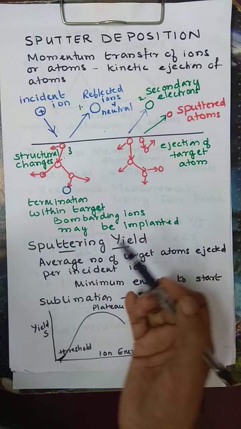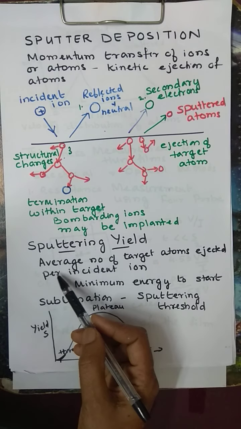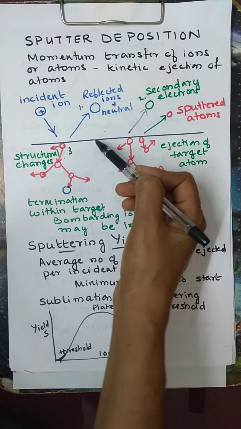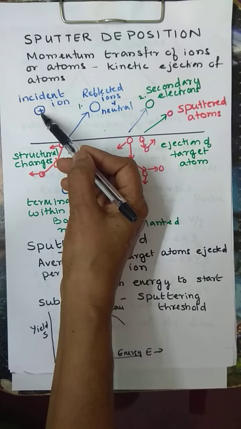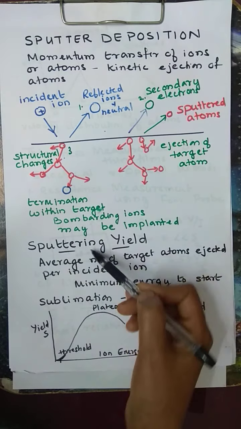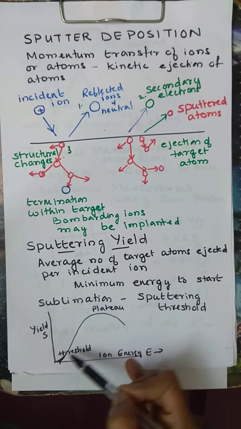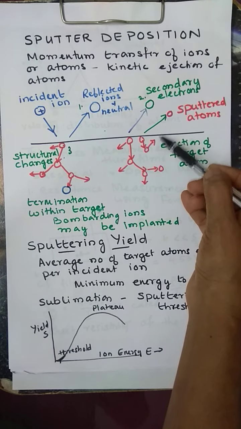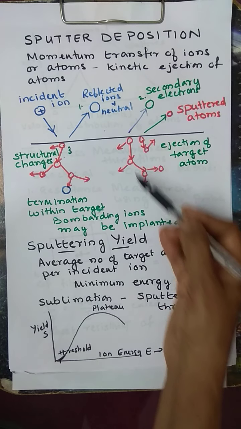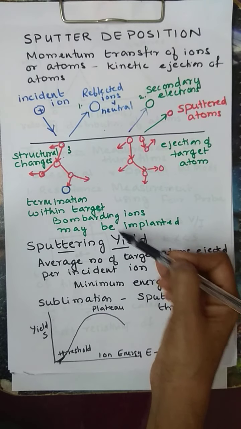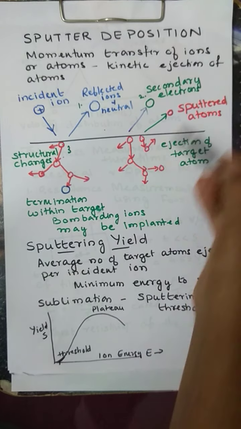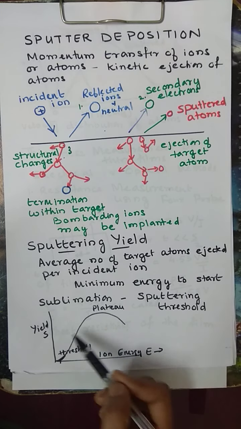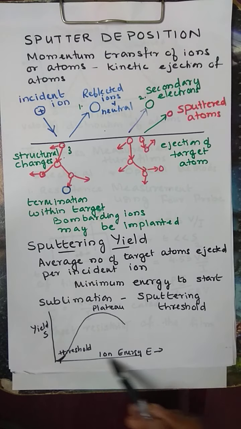If you look at the yield, we are speaking in terms of the average number of atoms ejected per incident ion. How many atoms are ejected depending upon the number of incident ions. You can see that when you increase the energy, this is increasing, and up to a certain energy, the number of atoms ejected increases. That is the region where you have the sputtered atoms. If you increase the energy further, the ion is getting implanted or embedded inside the target material, and the number of sputtered atoms will decrease, so the yield will decrease. So this is the sputtering yield versus ion energy graph.